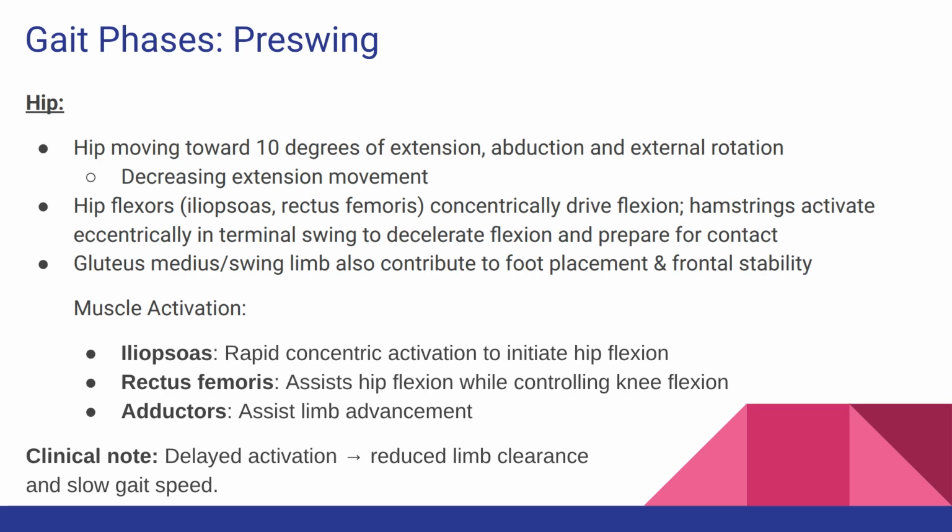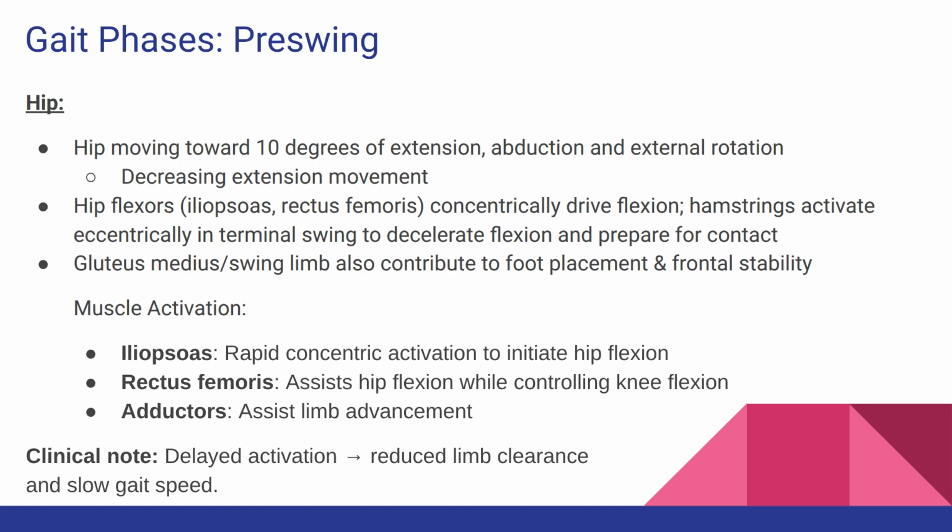Pre-swing represents the transition from stance to swing and is often overlooked, but it is a high demand phase for coordination. During pre-swing, the hip begins to move out of extension and toward flexion. Although the hip may still be in approximately 10 degrees of extension at toe off, the direction of this motion has been reversed.